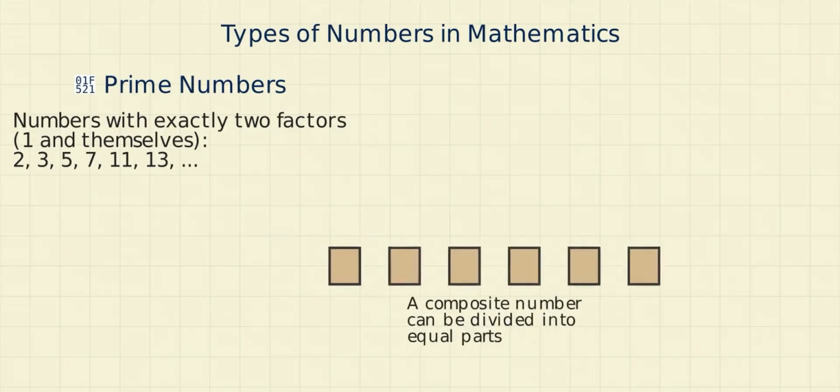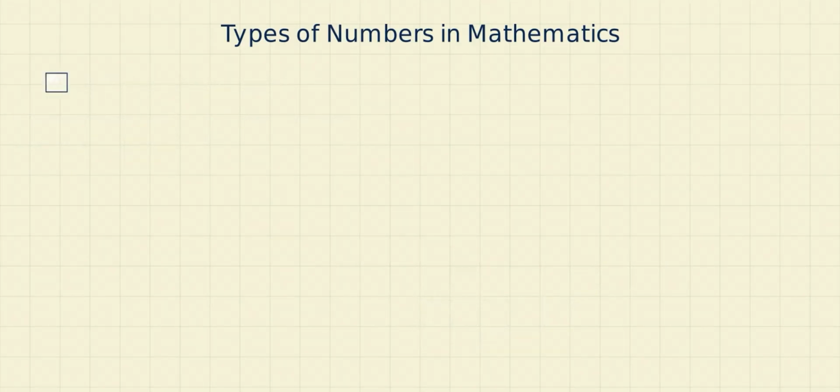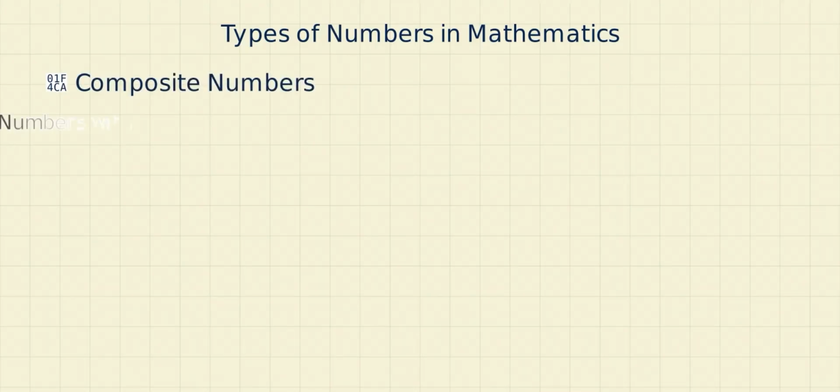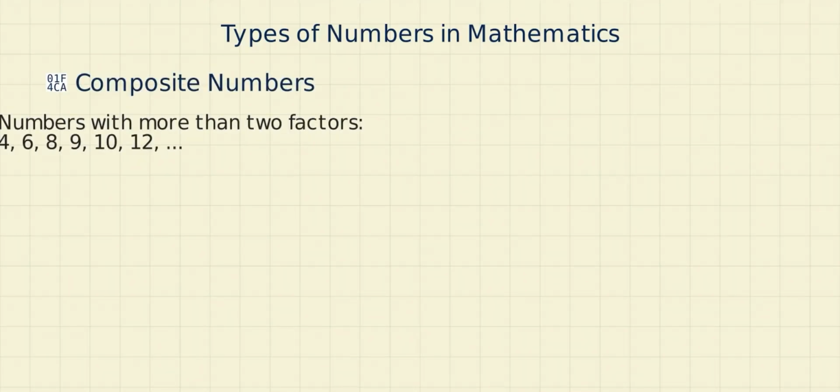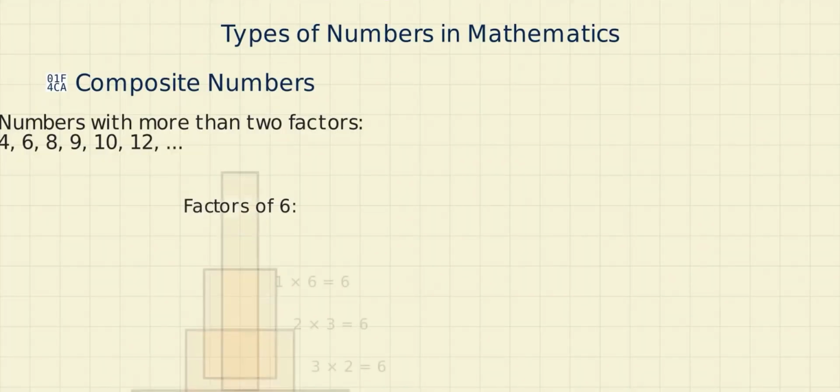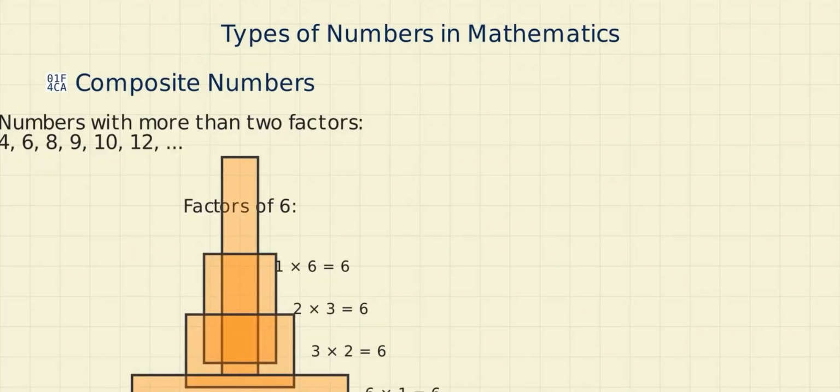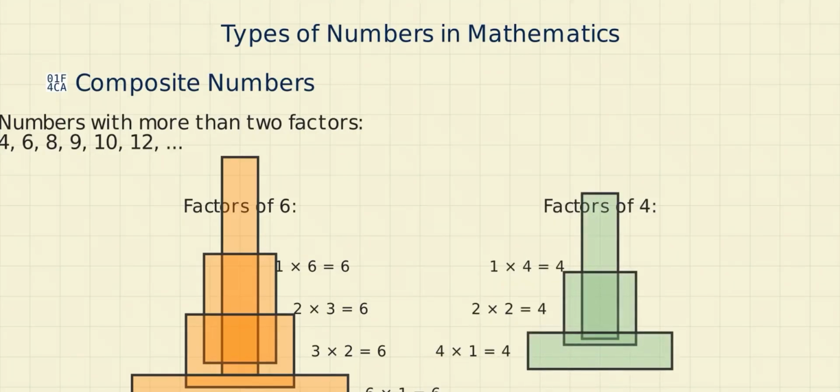In contrast, composite numbers can be divided in multiple ways. Composite numbers have more than 2 factors. They can be divided evenly by numbers other than just 1 and themselves. For example, 6 is a composite number because it has 4 factors: 1, 2, 3, and 6. We can represent this with rectangles of different dimensions. Similarly, 4 is composite because it has 3 factors: 1, 2, and 4.